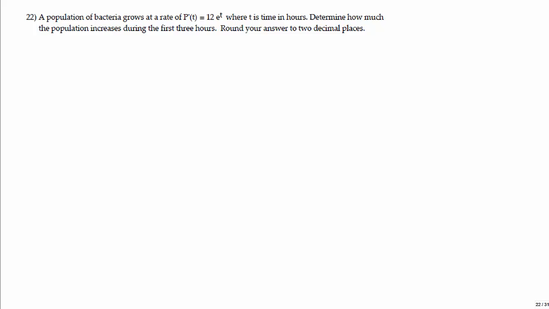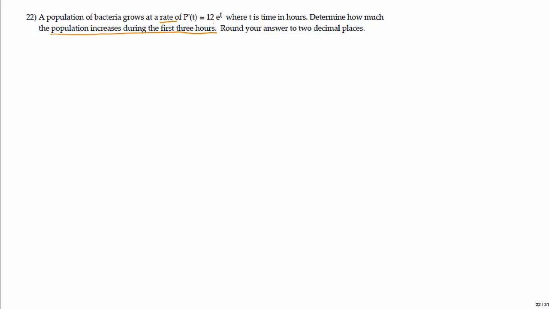A population of bacteria grows at a rate of p prime of t equals 12e to the t, where t is time in hours. Determine how much the population increases during the first 3 hours. Okay, so what we're given is the rate of population, and then we're asked to find how much the population increases during the first 3 hours. So this can be set up using a definite integral.